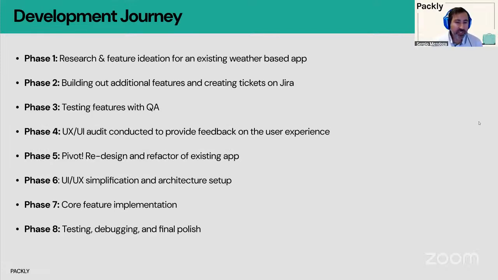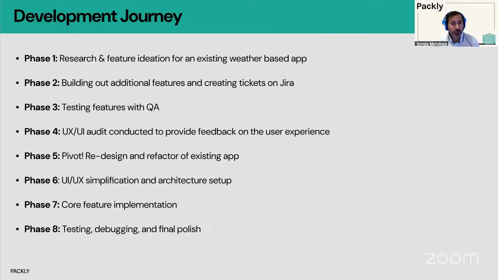So as you may have gathered, our development journey was far from linear. It evolved organically as we adapted to feedback and new opportunities. I just wanted to show an overview of the key phases. Phase one was research and feature ideation. We began by exploring opportunities to enhance an existing weather-based app, identifying potential new features we could build to be tested. In phase two, we did our initial development and task management. We implemented new features and tracked progress using Jira, laying the groundwork for a more functional product.